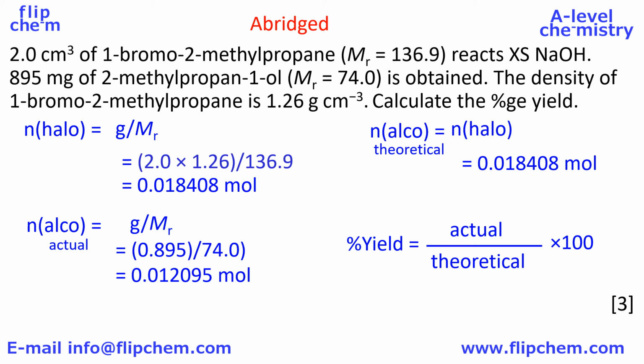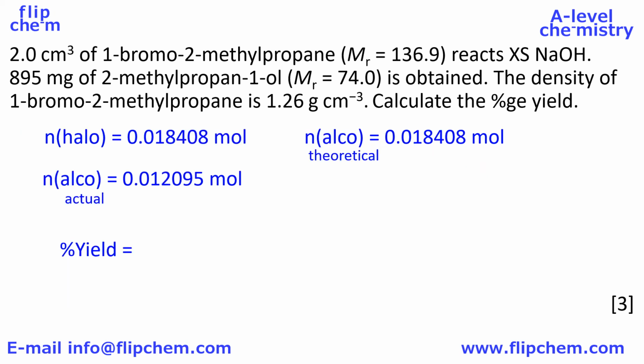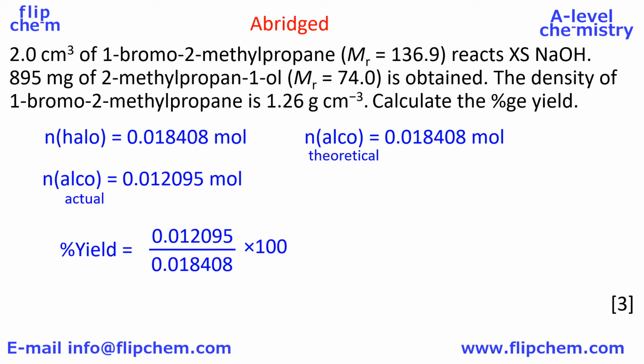We simply need to substitute those into the percentage yield calculation. The numbers are given there, and that works out quite neatly to 65.7%. I've given my answers of 3 significant figures because that's the number of significant figures in the question for the majority of the variables. Because the 2.0 centimeters cubed of the haloalkane is only 2 significant figures, I believe 66% would also be acceptable.